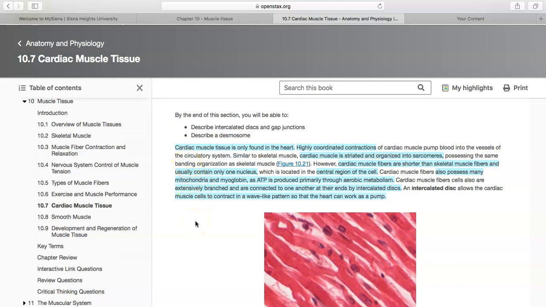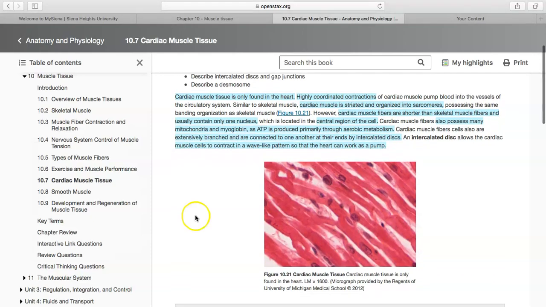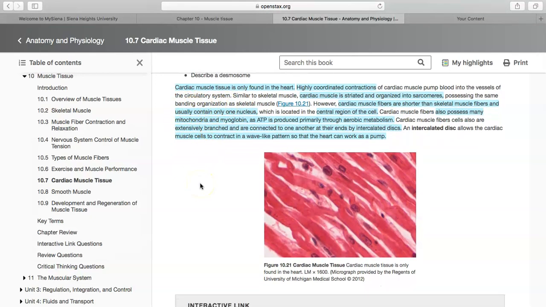Cardiac. What cardiac muscle tissue allows is for highly coordinated contractions that allow the cardiac muscle to pump blood into the vessels of the circulatory system. So similar to skeletal muscle, it is striated and it's organized into the sarcomeres, right? The ability for them to contract. And it also possesses that same banding organization because of the alternating actin and myosin.